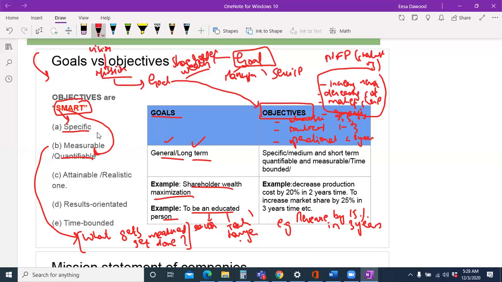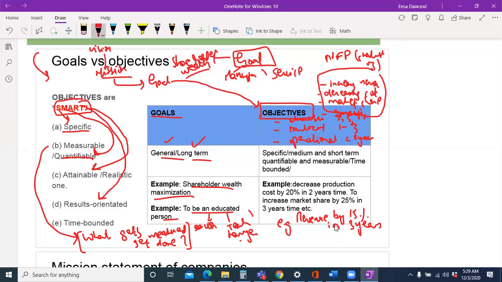It has to be specific, it has to be measurable, it has to be attainable, and it has to be result oriented. What do I mean by attainable? If somebody tells you to go and climb Mount Everest or K2 in like 1 day, is it possible? Definitely not. So that was a target which wasn't attainable, meaning it wasn't realistic.